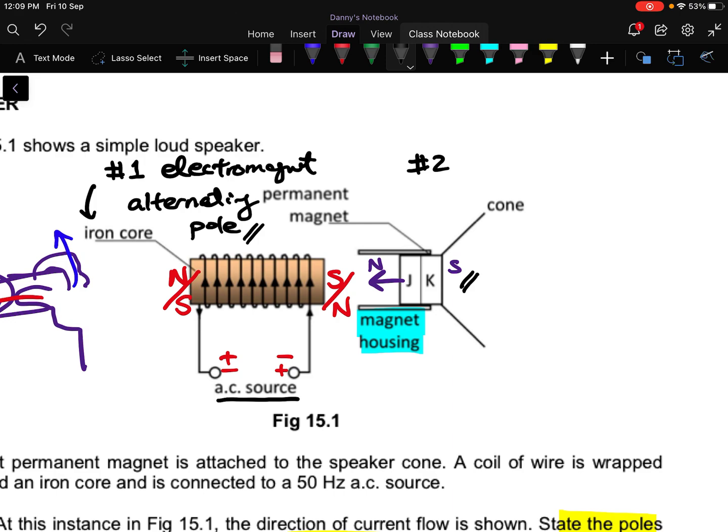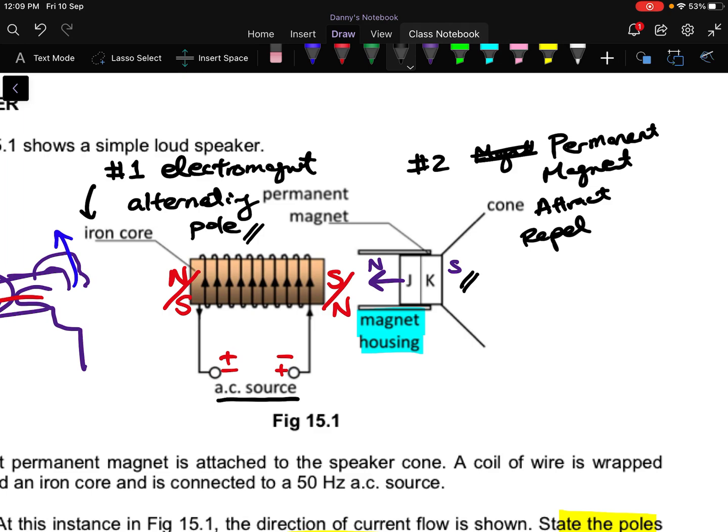So what happened is that because the pole here is alternating and because the pole here is fixed, you will get the magnet, the permanent magnet, maybe we make it more specific, your permanent magnet here will attract and it will repel accordingly. Get attracted or get repelled accordingly by the alternating poles of the iron core.